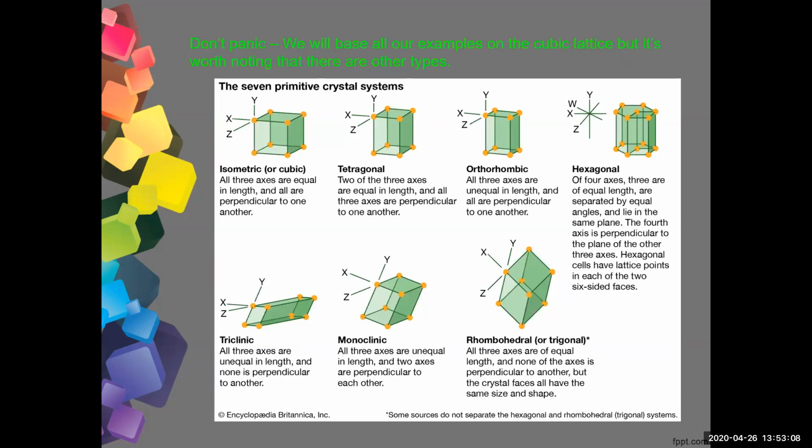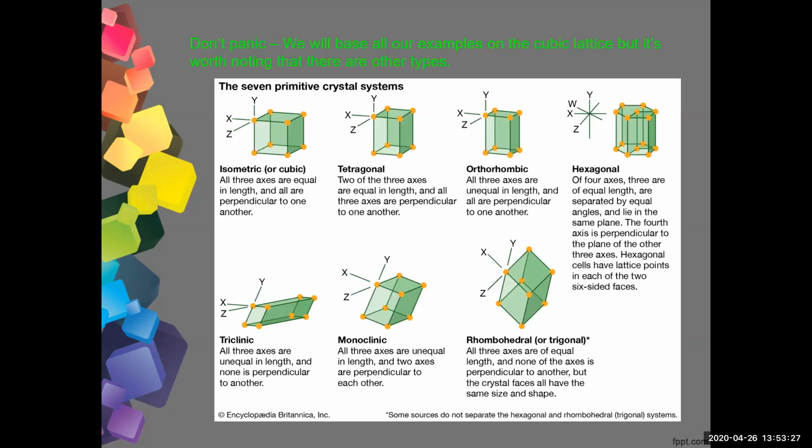So different ways can they do that? Well, there's 7 basic arrangements, and they're called the 7 primitive crystal systems. The only one we're going to deal with is the first one, the cubic lattice. We are going to assume that every single ionic compound we study has a cubic lattice structure.